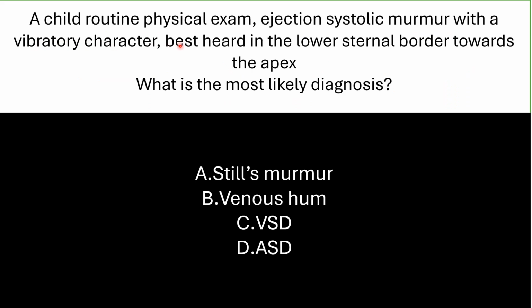This is a child coming for routine physical exam. In your examination, you heard an ejection systolic murmur with a vibratory character, best heard on the lower sternal border towards the apex. What is the most likely diagnosis? Still's murmur, venous hum, VSD, or ASD? The correct answer is Still's murmur.